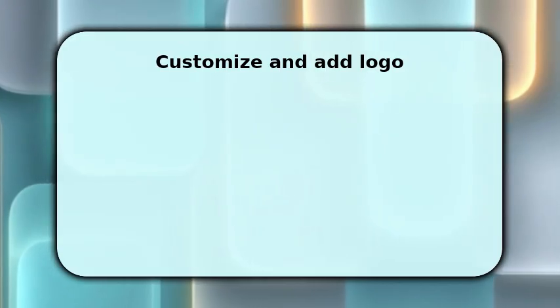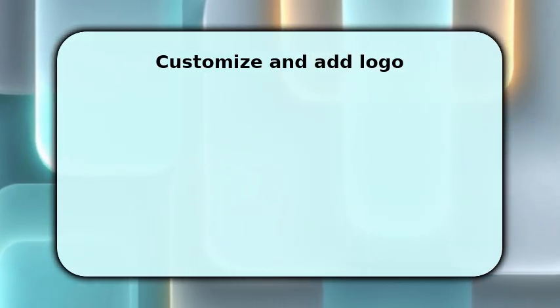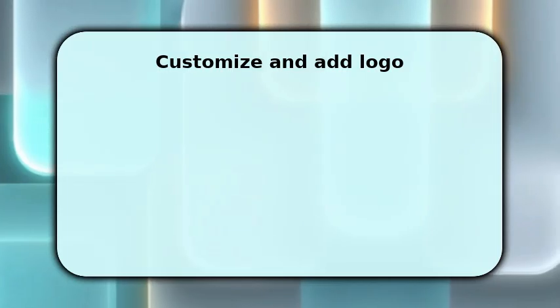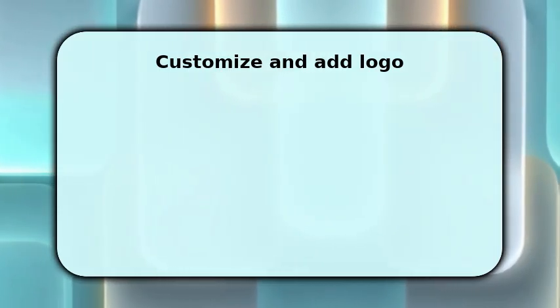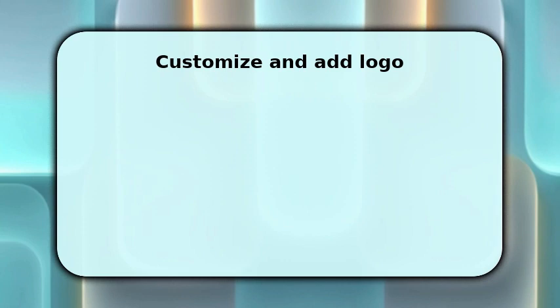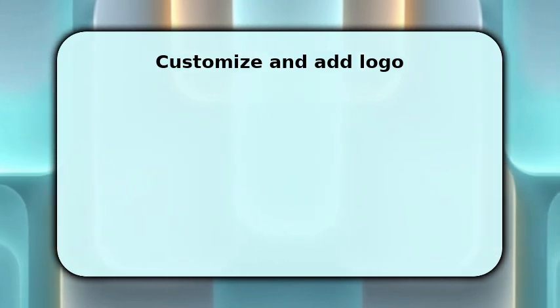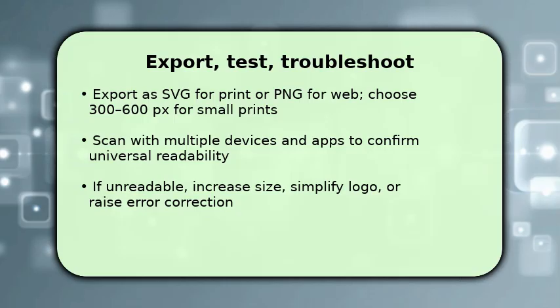After adding a logo, increase error correction to H to tolerate lost modules. Once done, preview at actual size and use the built-in tester to scan from a phone to verify immediate readability. You finish by exporting and validating the code.